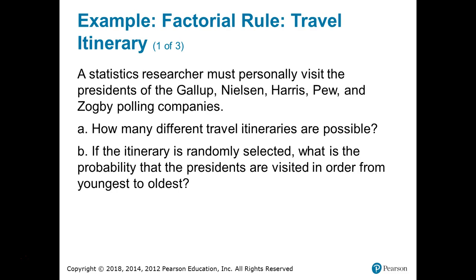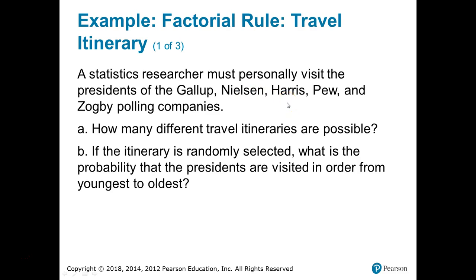Well, this is not going to be a multiplication counting rule, because that would tell me that each time I'm visiting a place, there are 5 possible places to choose from. But in this case, it isn't so. Say the first time we visit a place, well, how many choices do we have? We have 1, 2, 3, 4, 5 places to choose from. So let's say we choose Gallup, okay? So now, for our next destination, how many places do we have to choose from? 1, 2, 3, 4. Then we choose, I don't know, Pew. And then what do we have left? 3. Then 2. Then 1.